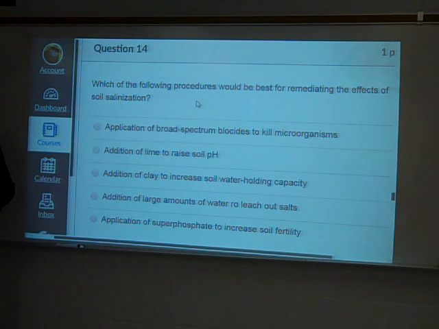Just like if you poured salt on the ground, or if you put too much fertilizer on your yard, I guarantee it'll kill it. So when that becomes a problem, though, about the only thing they can do besides just completely replace the soil is to rinse the soil out.